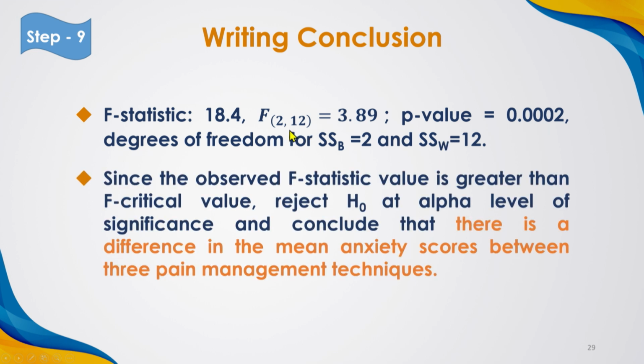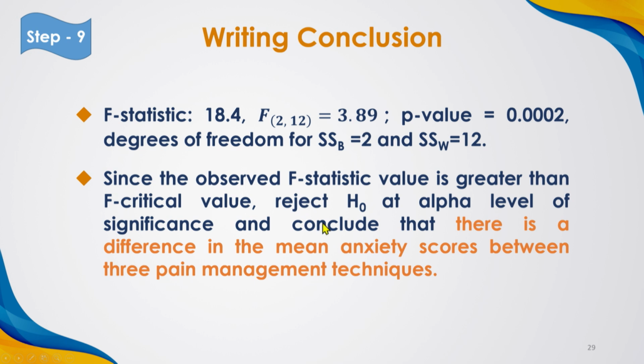We have to see what statistical decision we are making. For that, we compare the calculated value with the critical value. If the F statistic value is greater than the F critical value, we reject our null hypothesis at the given level of significance. So we have 18.4, which is more than 3.89.